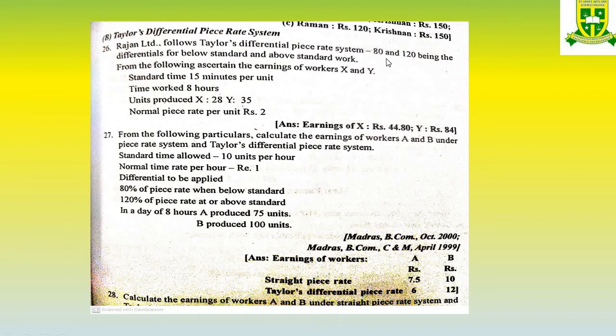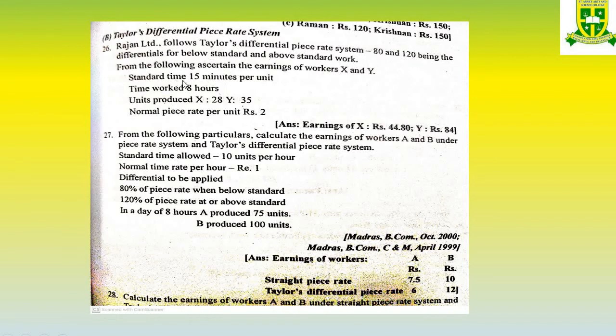Here the differential piece rate is 80 and 120. If nothing is given, you have to fix in your mind that the differential rate will be 80 and 120. For some questions it may differ. If they ask you to follow 90 and 180, just apply what has been given. If nothing is specified, take it as 80 and 120 for Taylor's differential piece rate.